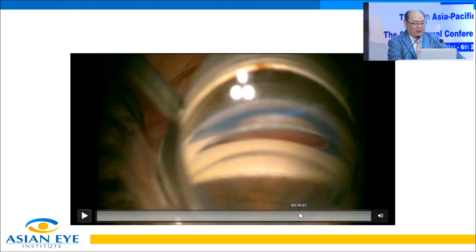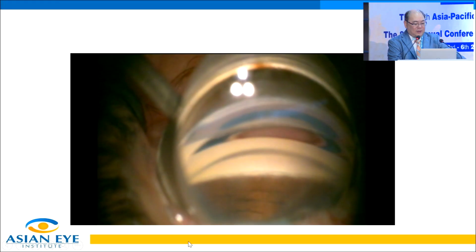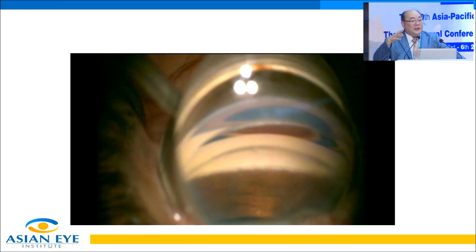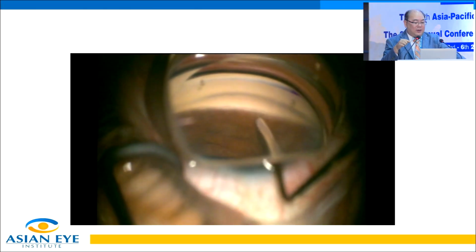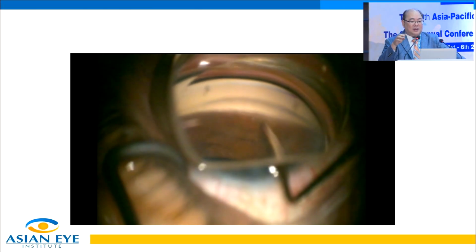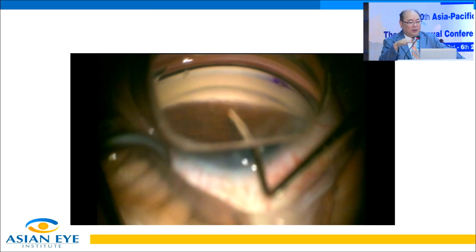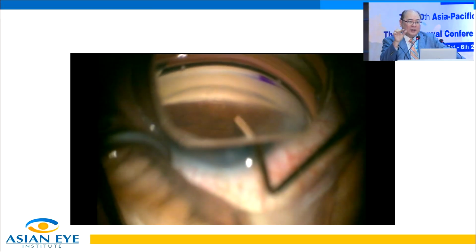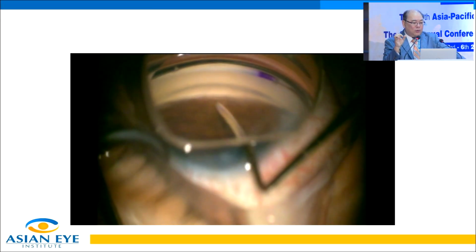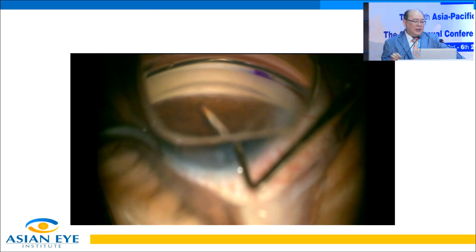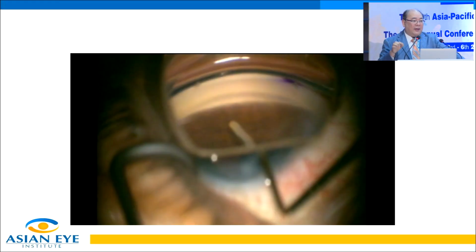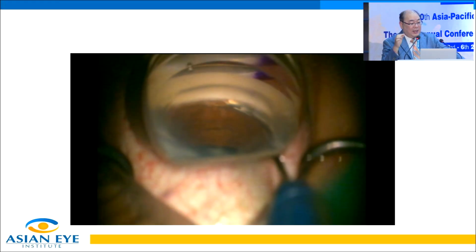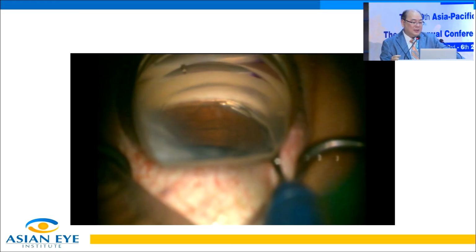So this is a video of my technique. I do the phaco first to open the angle, and then if there's still some synechia, I would do some GSL, goniosynechialysis. I would open just maybe 1 to 2 clock hours so that it's visible enough that I see the scleral spur. I have to identify the TM, and then I would put this Hydrus.